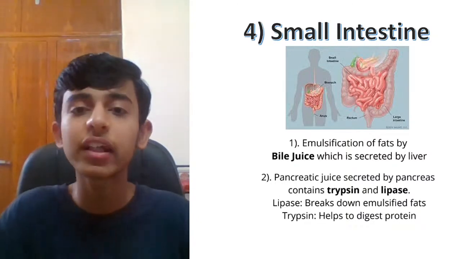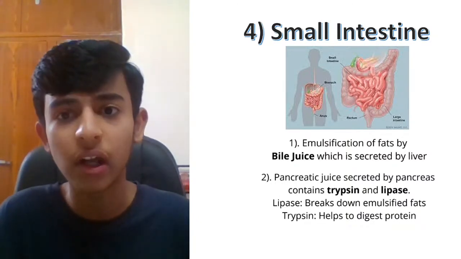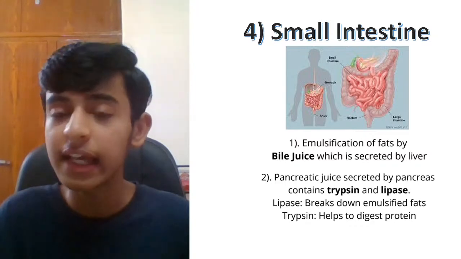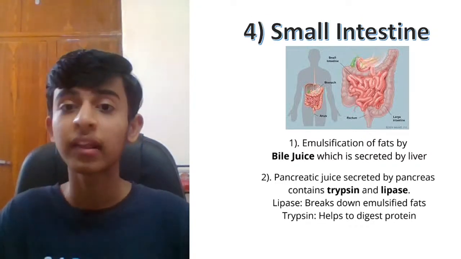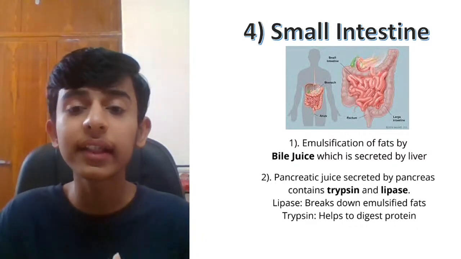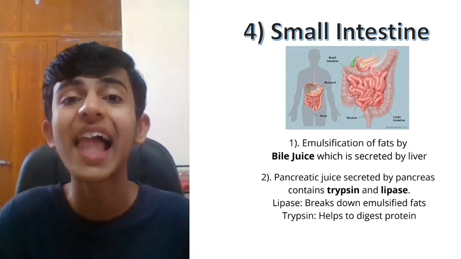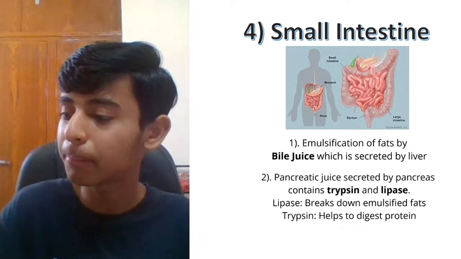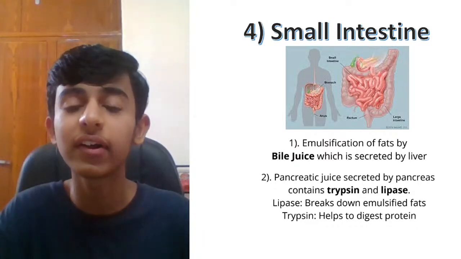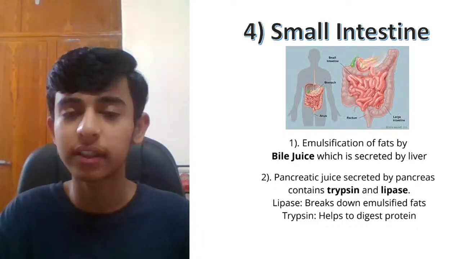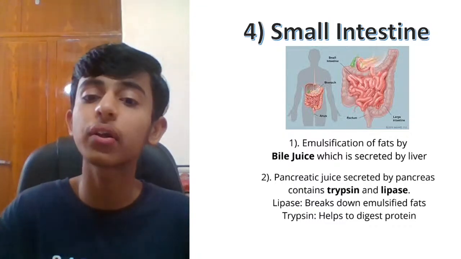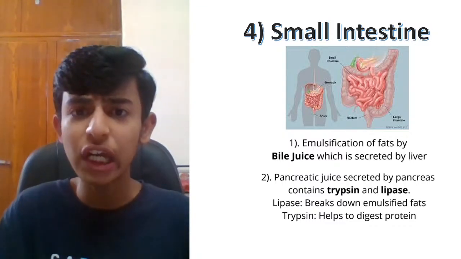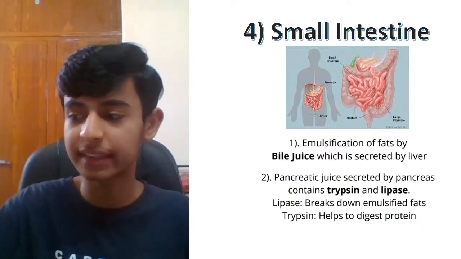Now the first thing you need to understand is about the liver. What is the function of the liver? The liver secretes bile juice, which is temporarily stored in the gallbladder. The bile juice secreted by the liver is temporarily stored in the gallbladder. And what is the role of the bile juice? The role of the bile juice is to emulsify the fats.